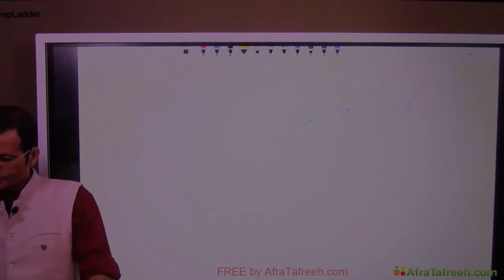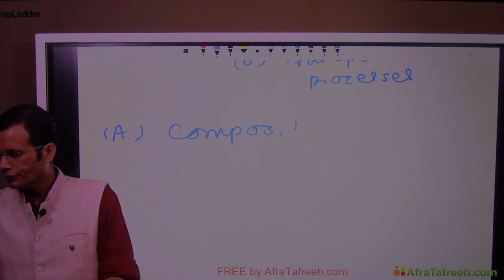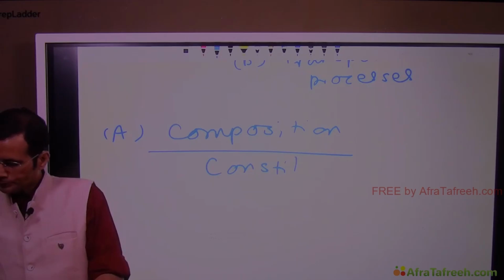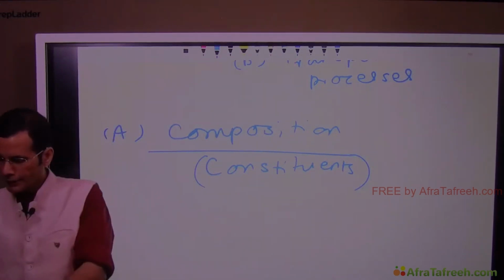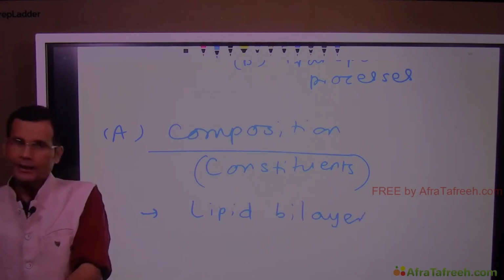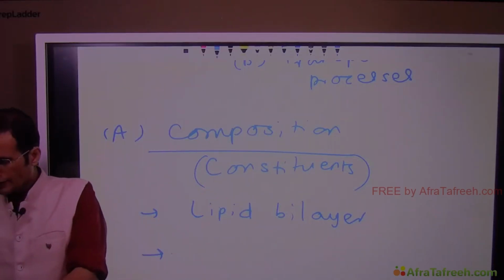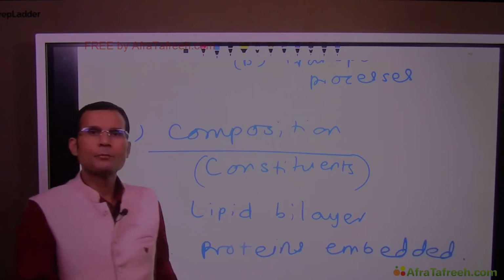And with that, let's start the first part, and that's composition of the cell membrane. We are going to discuss the constituents and their importance. Now, first thing, the cell membrane in humans is a lipid bilayer. Basically, it is made up of a lipid bilayer. That means two rows of lipid molecules, and there are proteins embedded in that lipid bilayer. That's the first basic point.